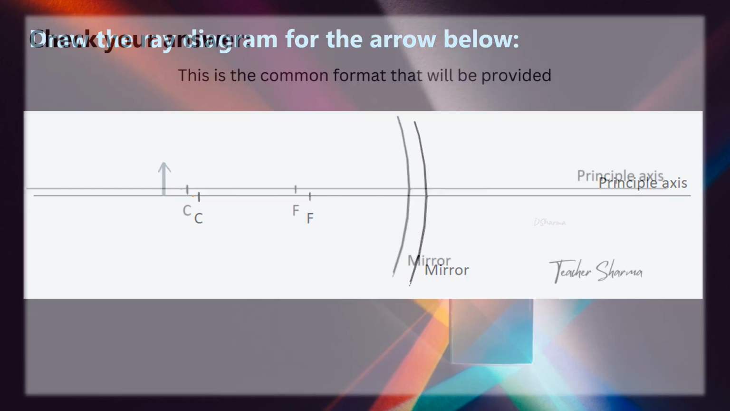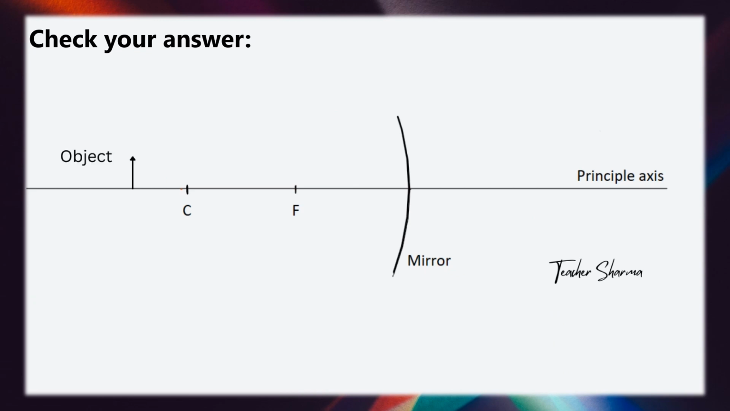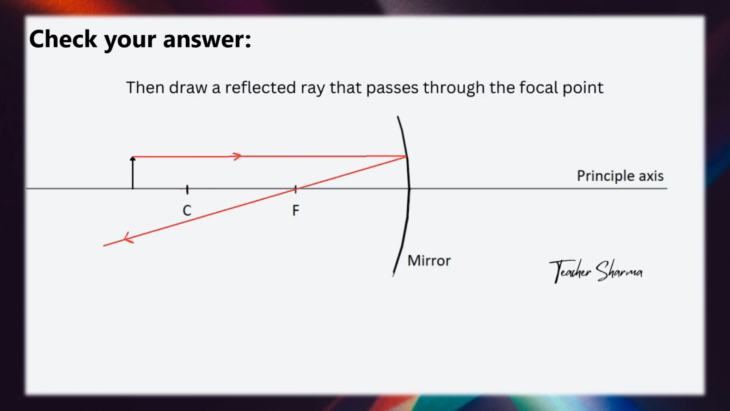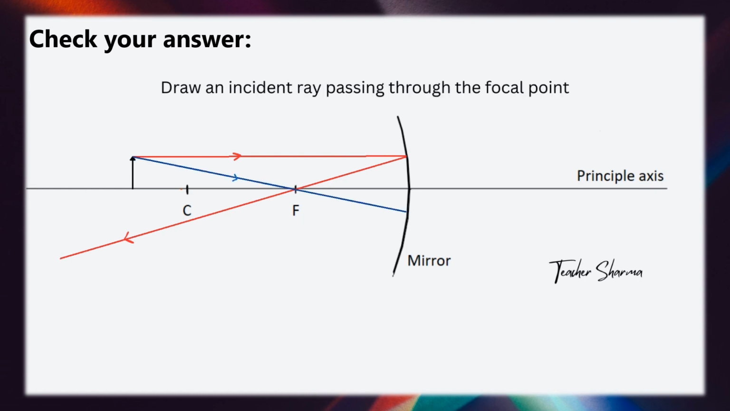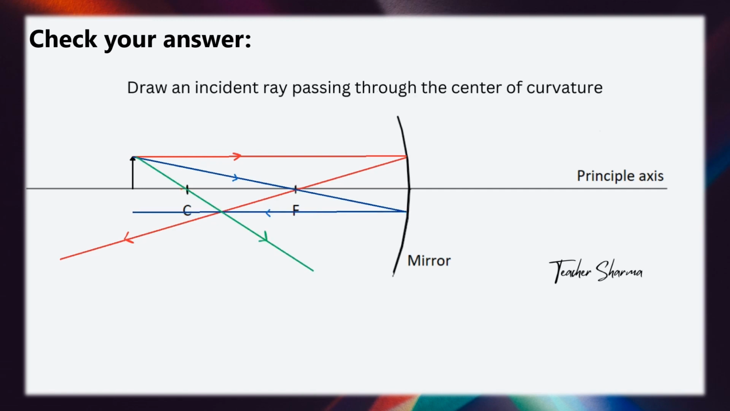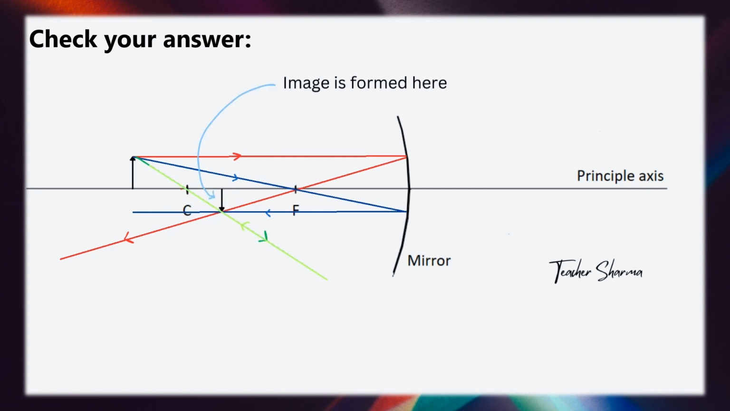Okay, so just follow the steps that I have given earlier, those rules, and you should be able to draw this diagram. So we start with our first incident ray that is parallel to the principal axis. It reflects through the focal point. The second incident ray goes through the focal point and then reflects parallel to the principal axis. And the third one goes through the center of curvature and it reflects back through the center of curvature, so it's just a line on top of the other line. Where those reflected rays meet, that is where the image of the top of the arrow will be formed.